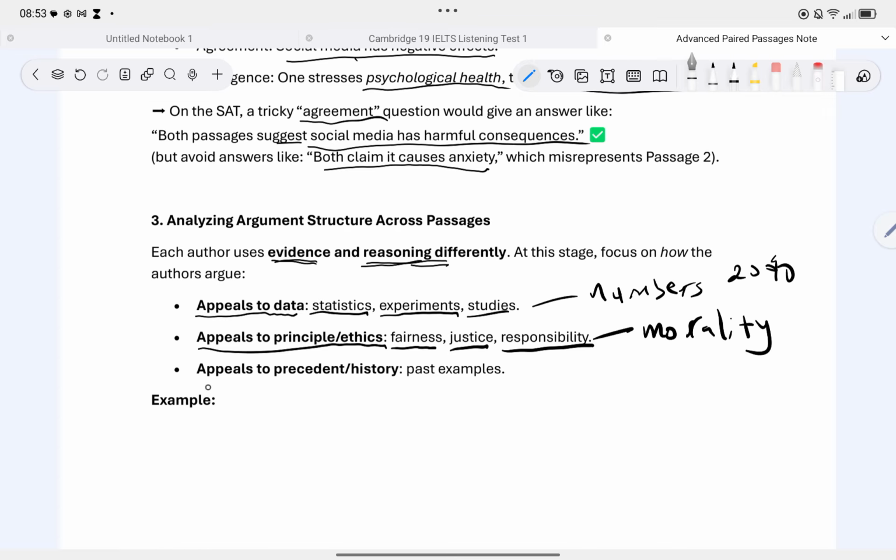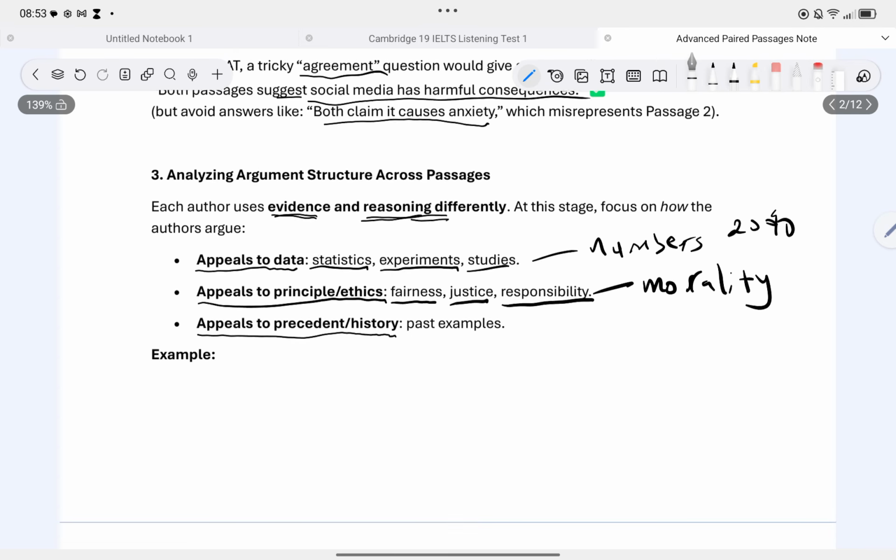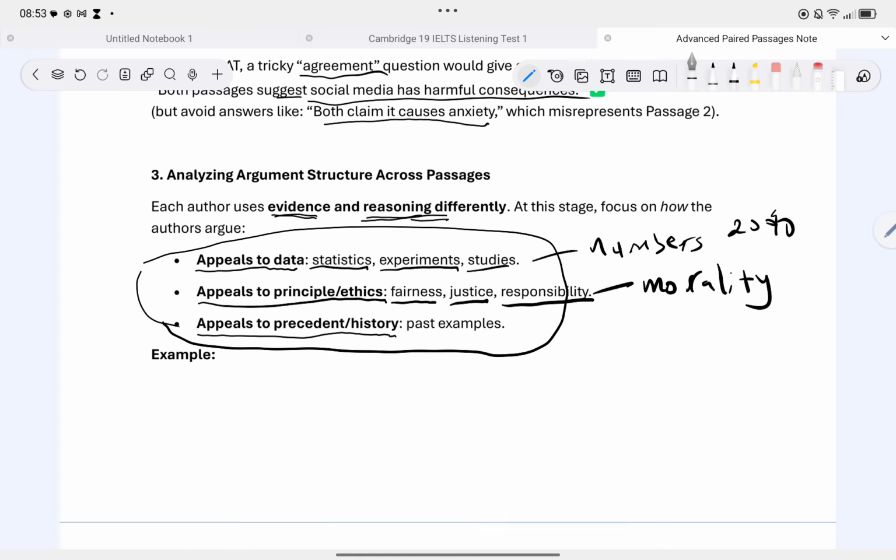Some appeal to precedent. Precedent just means the past. So some appeal to the past, like, oh, this is not how we used to do it, or this was how it was done in the past, so we should stick to it. Okay? So knowing this helps you understand paragraphs more. How authors present their arguments. How do they argue? What is their evidence, what is their reasoning, and how does it differ.